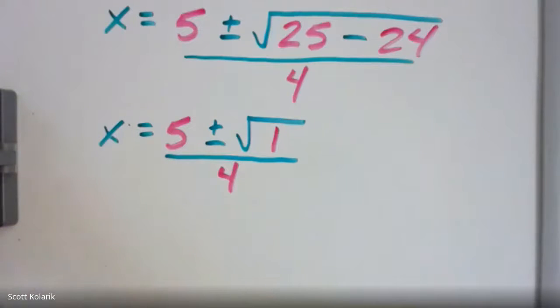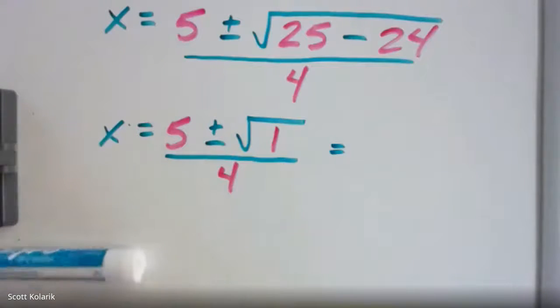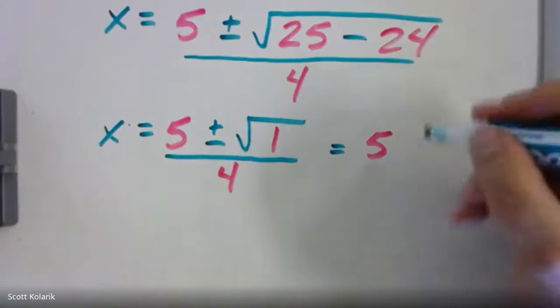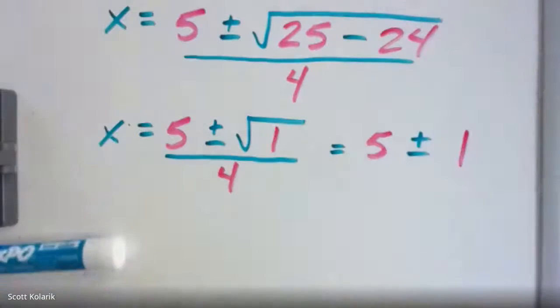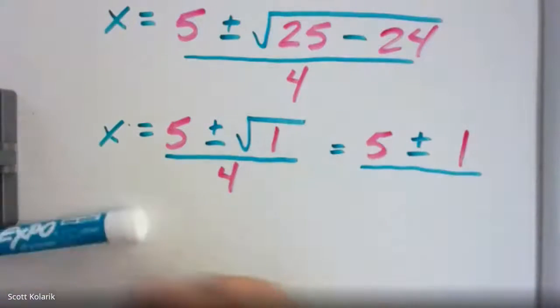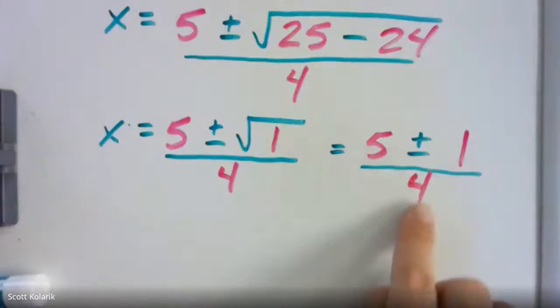Sometimes they'll ask you to round an answer, in which case use the calculator, round it as you need. But just to do this now in one step, this will be 5 plus or minus the actual square root of 1, and the square root of 1 is in fact just 1, right? And then this all will be over 4. All right, so now this looks a lot cleaner, right? X is going to be 5 plus or minus 1 over 4.